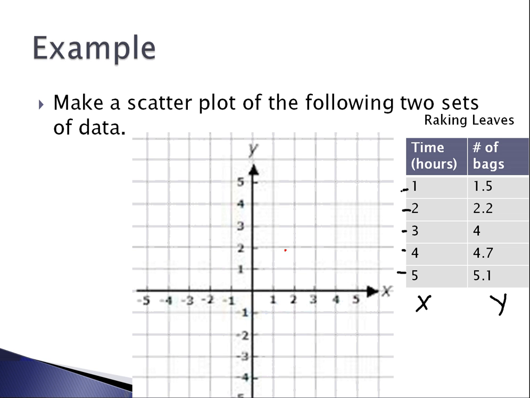But anyway, graphing these points, we have 1, 1.5, which would be right about here, 2, 2.2, 3, and 4, 4 and 4.7, 5 and 5.1. Now disregard this little line here that connected. But as we look here, is this linear? Well, it's not linear. It's not a straight line that would go through all 5 of them. However, what kind of correlation can we tell from this set of data? Well, we can tell that it is a positive correlation.